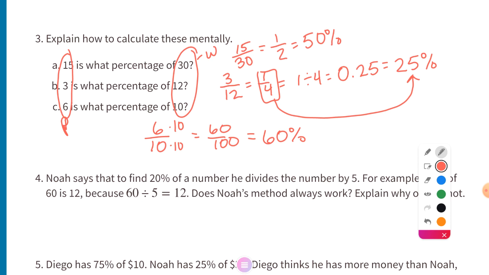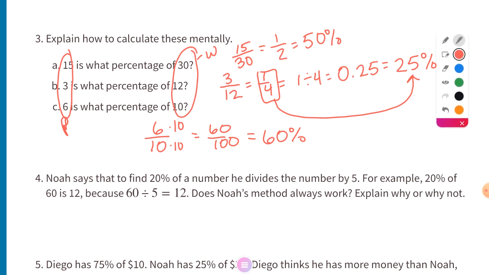Number 4. Noah says to find 20% of a number, he divides the number by 5. For example, 20% of 60 is 12 because 60 divided by 5 equals 12. Does Noah's method always work? Why or why not? What do you think, Jude? I put no. Why? Because on some numbers it wouldn't work. So give me a number that you can't divide by 5. Nate? 36. So type in 36 divided by 5. See if it says no answer.